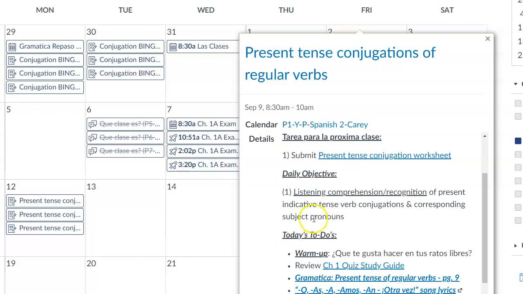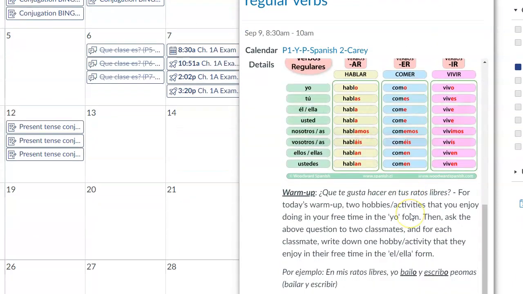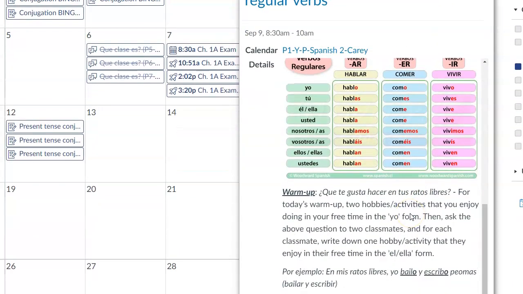And your warm-up question for today, you can see the to-do list is here. ¿Qué te gusta hacer en tus ratos libres? You may recognize that question. It was one of the 5 questions you guys answered for your meet and greet activity, your autobiographical presentations.